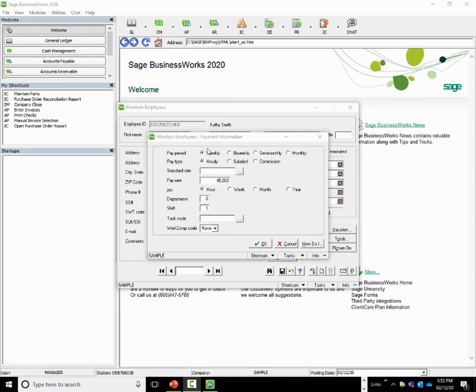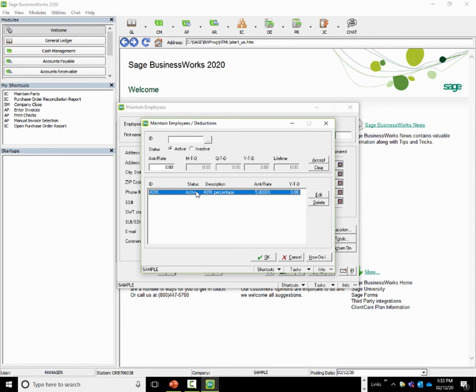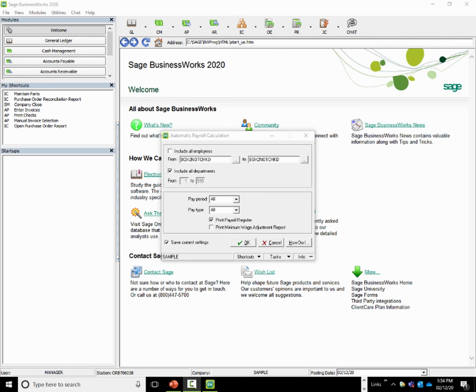In the pay info, we have our employee set up as hourly, paid weekly at $45 an hour. This employee has a 401k active deduction. It is a pre-tax deduction at 5% of gross. We've entered our time card at 40 regular hours at $45 an hour for gross pay of $1,800. We're going to now calculate that time card using the payroll processing automatic payroll calculation.